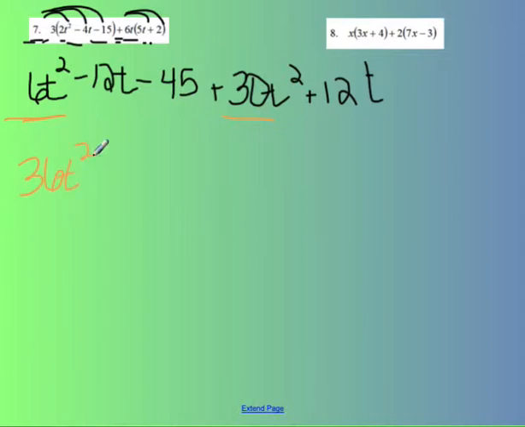Our next highest exponent is t to the 1st. Well, we have negative 12 plus 12. That's going to cancel out. There is no t terms because that's going to subtract out to 0. And then we're going to go ahead and subtract 45.